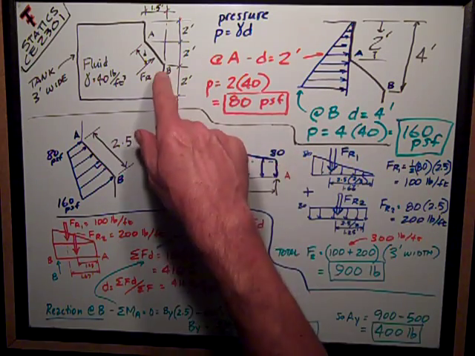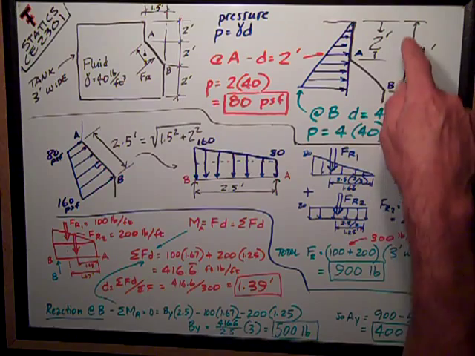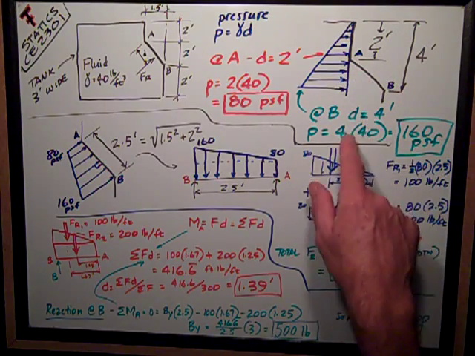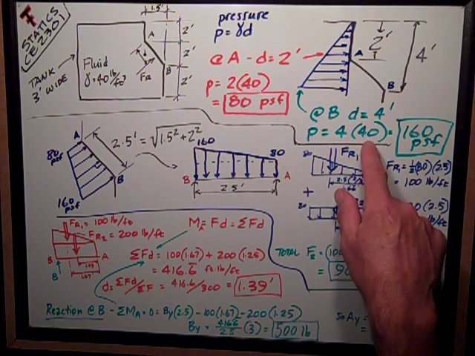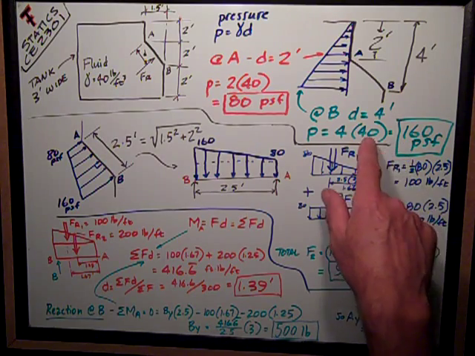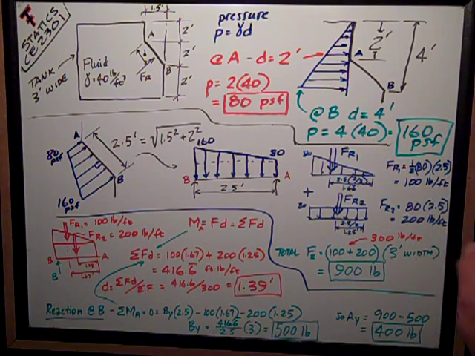Similarly, at a point B that's 4 feet total down from the surface, the top, the pressure is just 4 times the specific gravity, 40 pounds per cubic foot, 160 psf. Okay, so those are two important numbers that I need to continue on with.